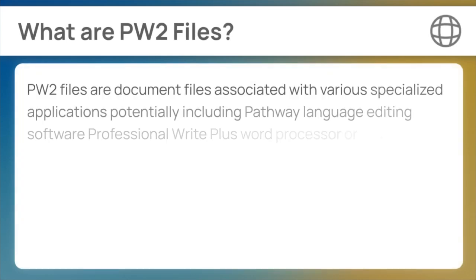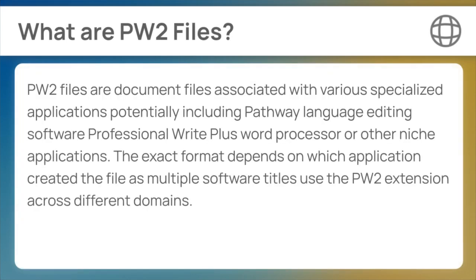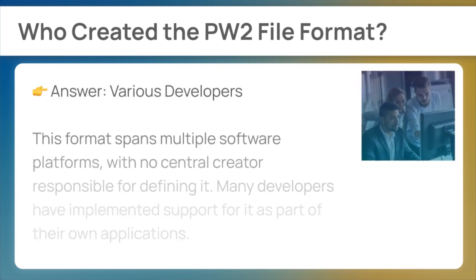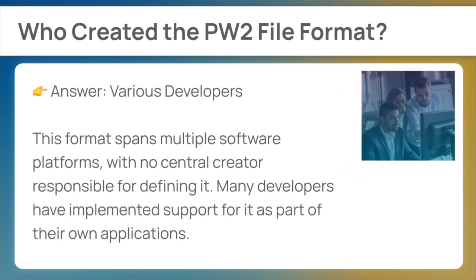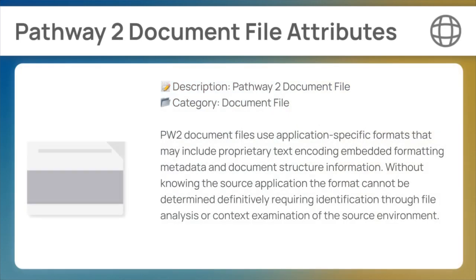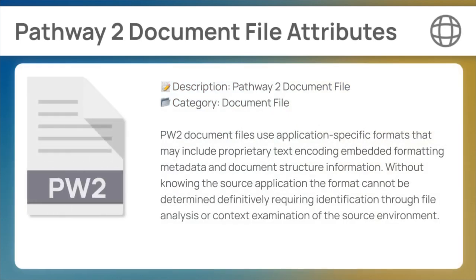PW2 files are document files associated with various specialized applications, potentially including Pathway language editing software, Professional Write Plus word processor, or other niche applications. The exact format depends on which application created the file, as multiple software titles use the PW2 extension across different domains. PW2 document files use application-specific formats that may include proprietary text encoding, embedded formatting metadata, and document structure information.